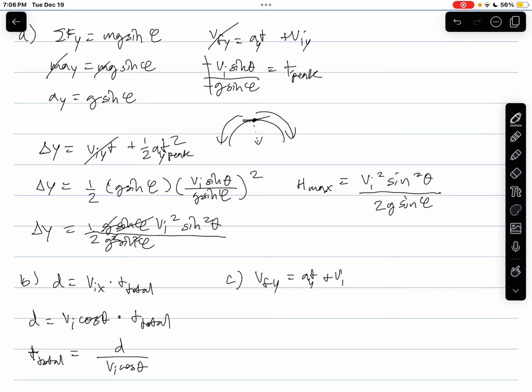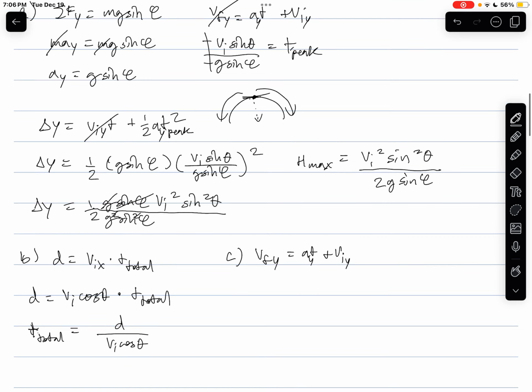v_fy equals a_y t plus v_iy. Yes, and like I said before, the time it takes for the ball to reach maximum height is the time it takes for it to reach the time at the peak.